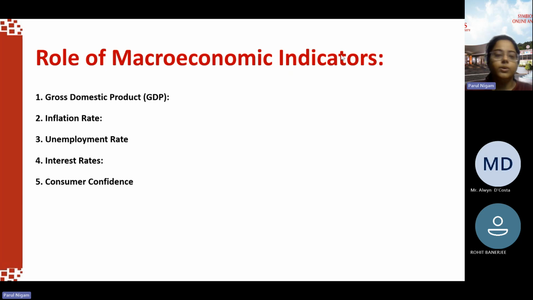Then there was exchange rate stability. The exchange rate is, first of all, the value of a country's currency against another. Currency depreciation increases repayment costs for foreign loans. A stable exchange rate reduces foreign risks, attracting global investors. For example, the Indian rupee depreciating from 74 to 83 per USD increased the repayment burden for companies with USD loans.